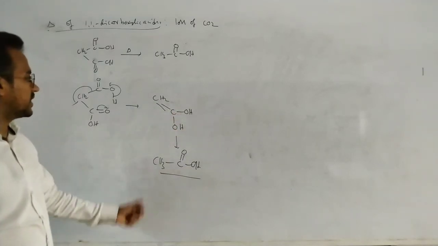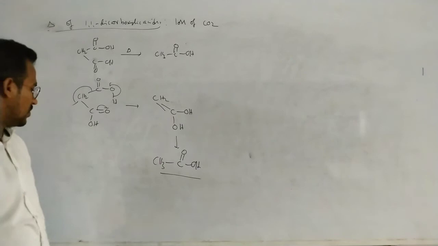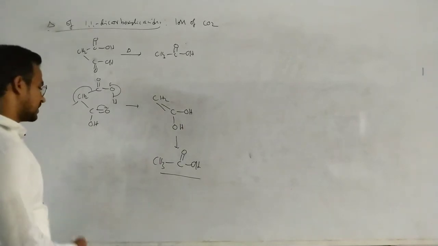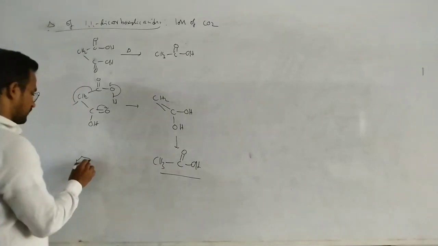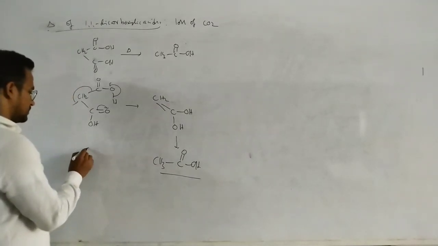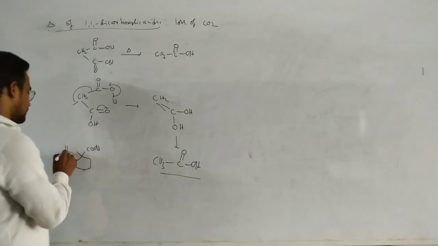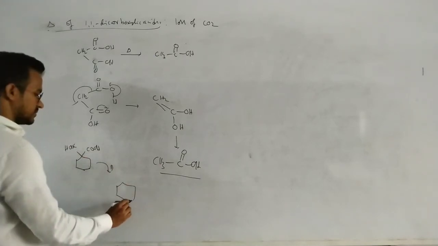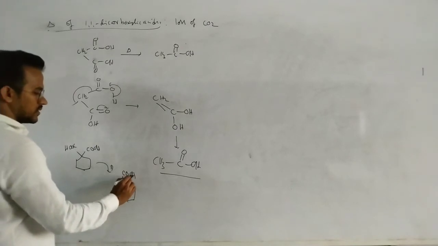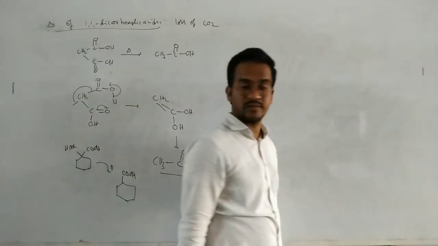So it is the heating of the 1,1 dicarboxylic acid. Okay, from either carboxylic acid group we will get the compound. That means, suppose COOH and COOH, this one on heating, decarboxylation takes place. On heating, decarboxylation takes place.